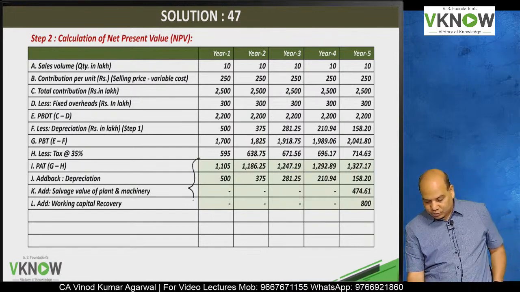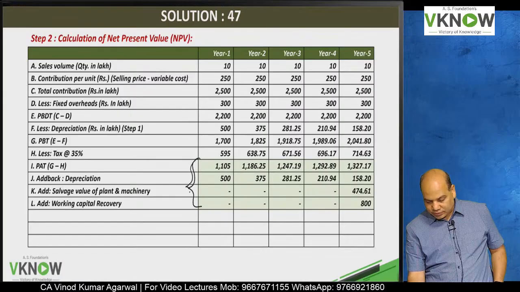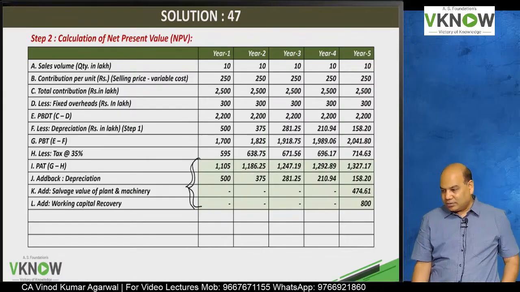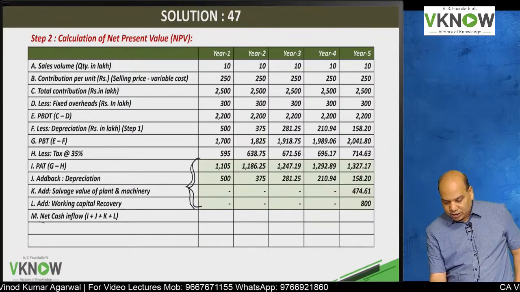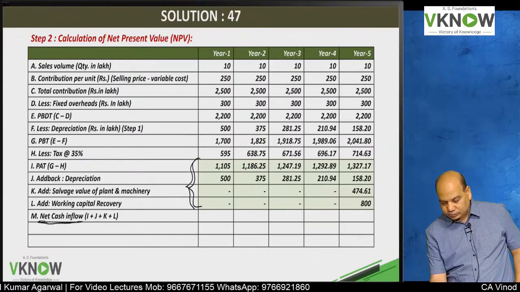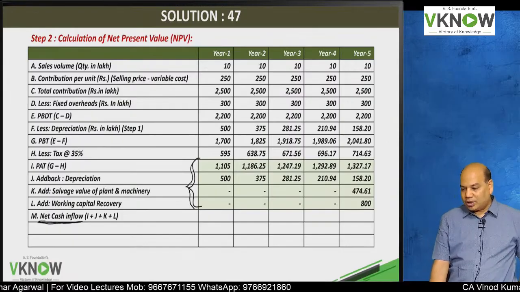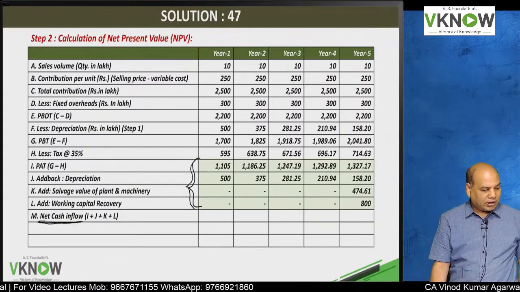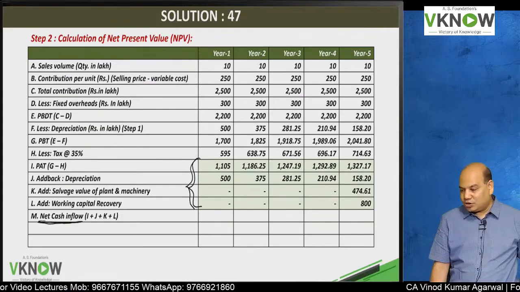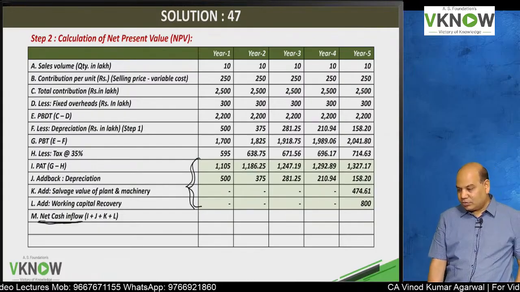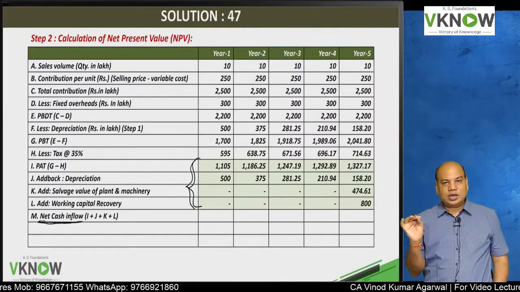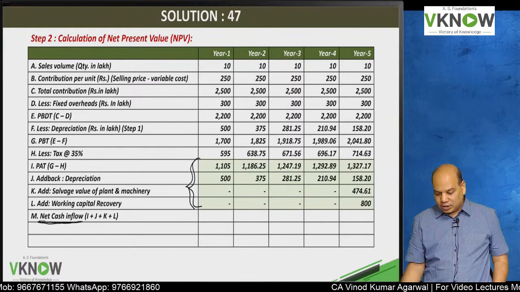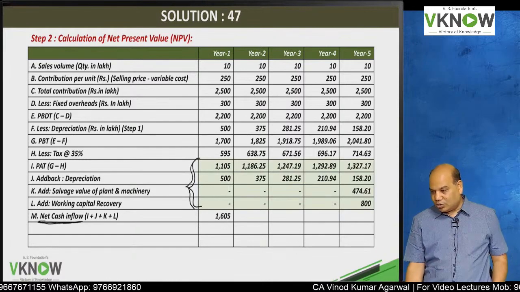So now what you do? You add these 4 lines which I have highlighted also with green background. That will give you net cash inflow. Point number M, write down net cash inflow. I plus J plus K plus L. Total of these last 4 lines will give you annual cash inflow per annum or each year you can say.